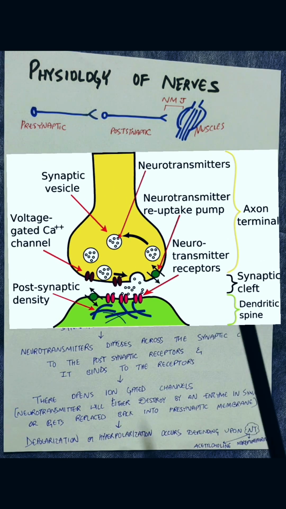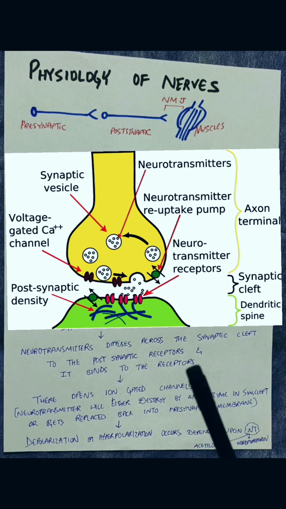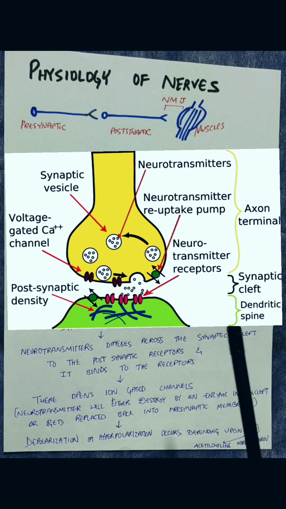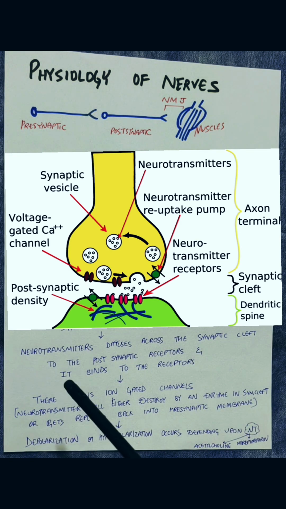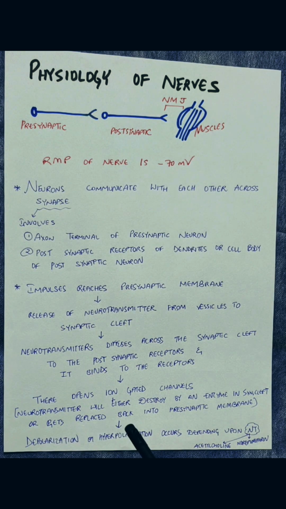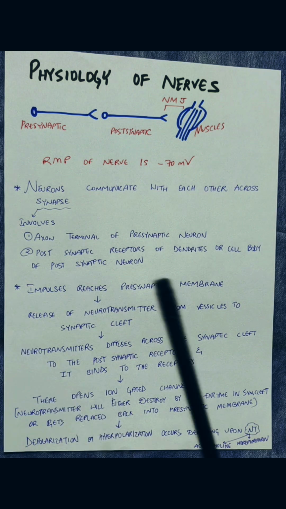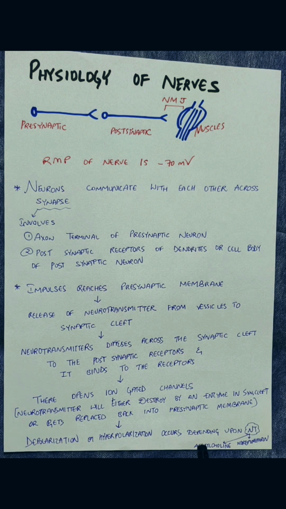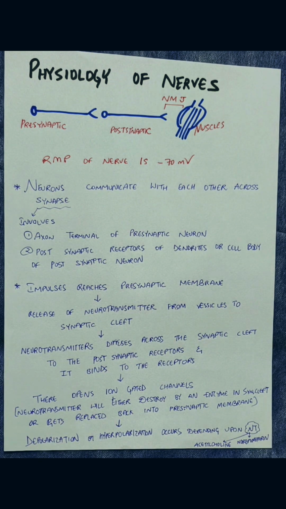Thereby ion-gated channels open, and the neurotransmitter will either be destroyed by an enzyme in the synaptic cleft or be taken back into the presynaptic membrane. There is depolarization or hyperpolarization occurring, depending upon the neurotransmitter. Here the neurotransmitter is acetylcholine or norepinephrine.